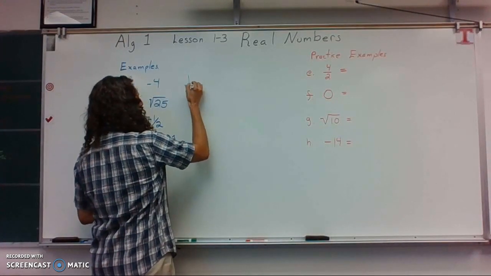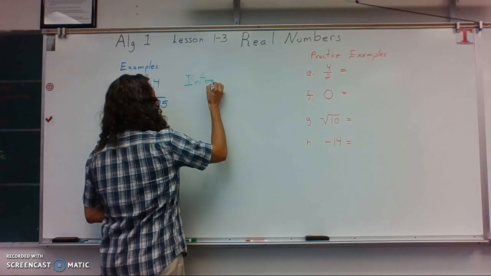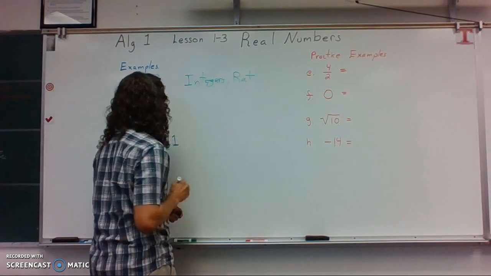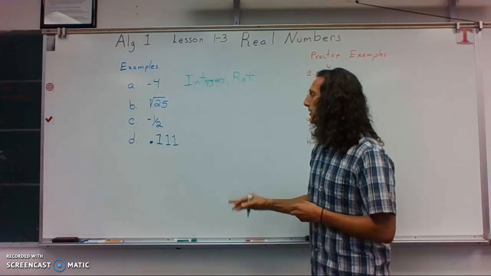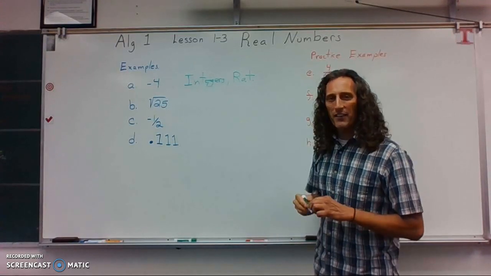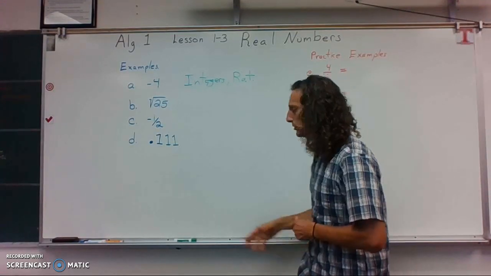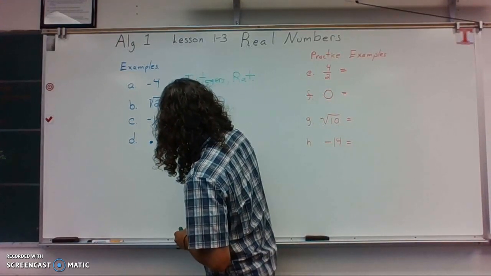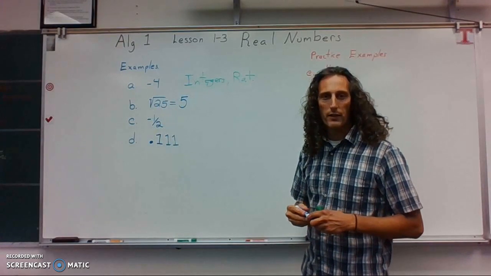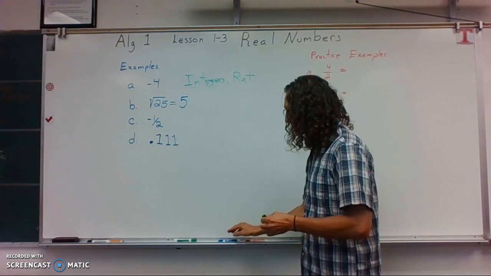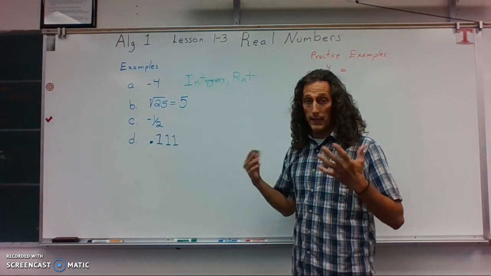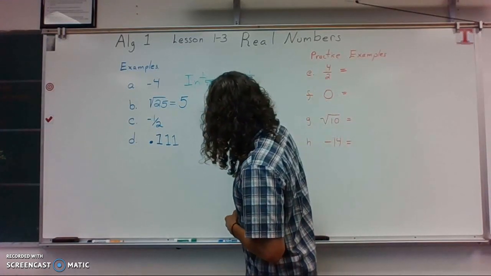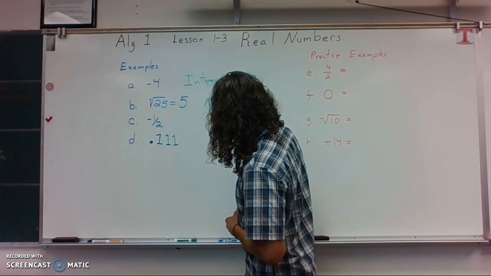So that's going to be my integers. And I'm just going to say rat for rational. All right. The square root of 25, that's a little tricky, because the square root of 25 actually is 5. So 5 is a counting number or a natural number. So it is a natural number. I'm just going to say nat.